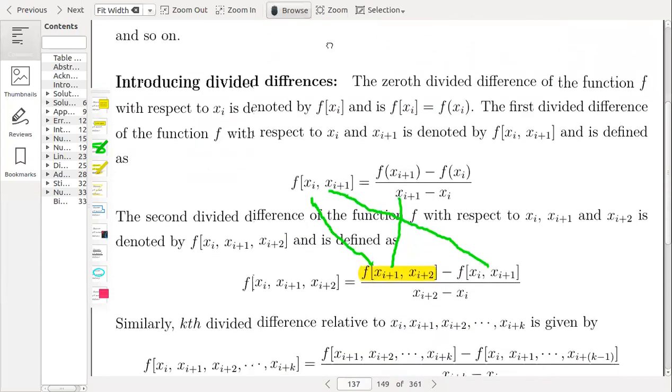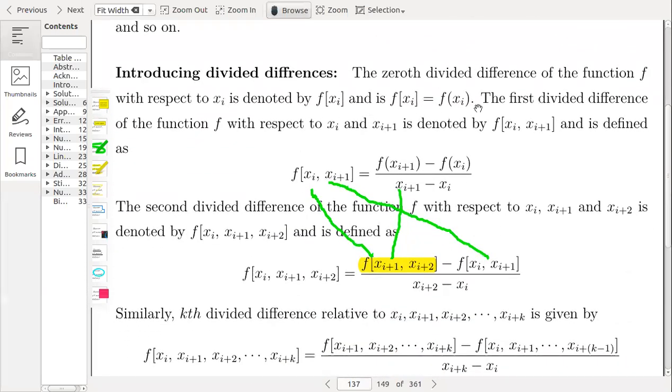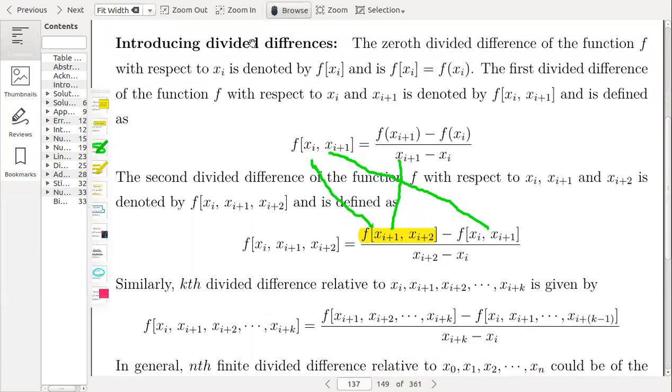Now, if we introduce the notation of divided differences, what is the difference? Introducing divided differences, the zeroth divided difference of the function f with respect to xi is denoted by f[xi], with large brackets, and can be written as f[xi] = f(xi), with small brackets. So this zeroth order difference is the same. We can just replace these small brackets with the big brackets.